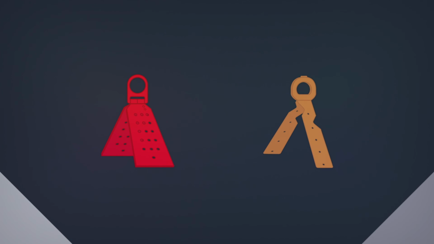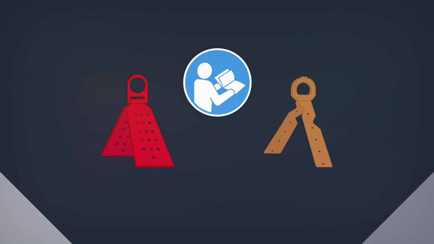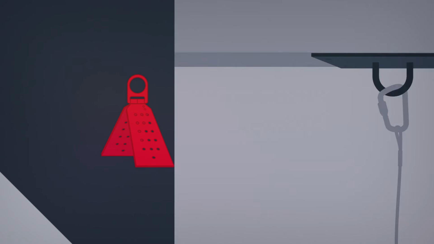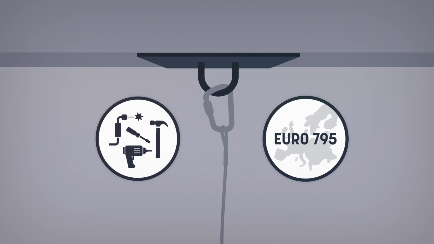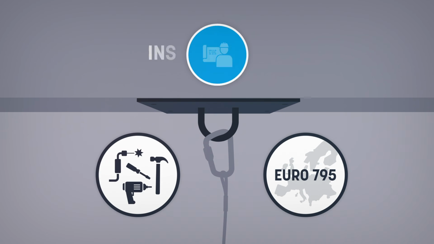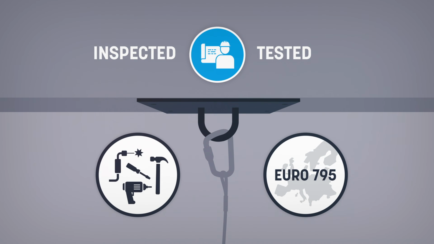Don't forget that if you install a prefabricated model, always follow the instructions and requirements of the manufacturer's manual. And if you use a custom-made anchor system or one certified to another standard, it must be inspected and tested by an engineer before its first use.